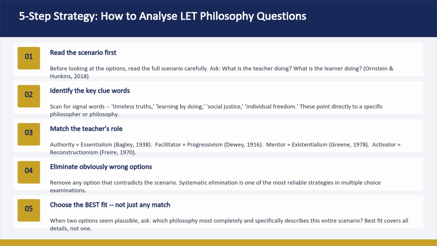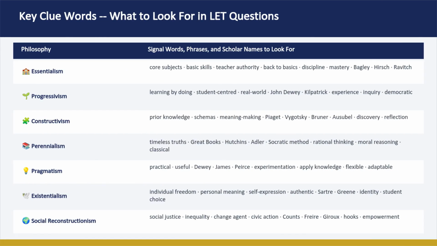And Step 5. Pick the best fit, not just any fit. If 2 answers seem close, choose the one that explains the whole scenario, not just one small part of it. Follow these 5 steps and you'll feel a lot more in control during the test. Here's a quick cheat sheet of clue words for each philosophy. Think of these as the little signals that tell you which philosophy a question is really talking about.